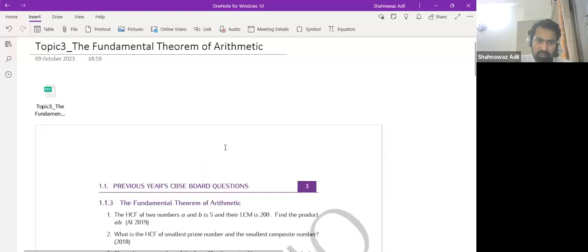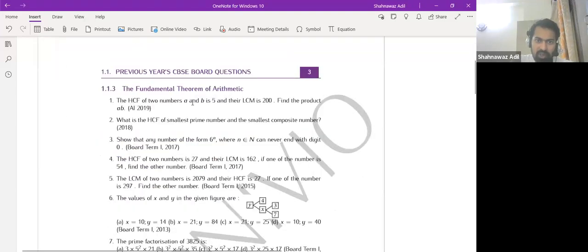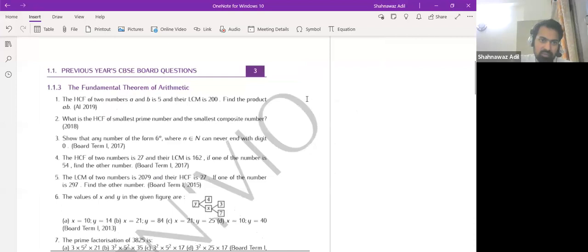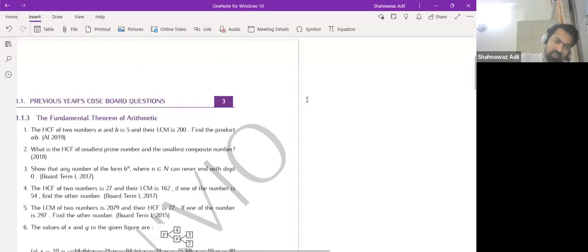Yeah. So the HCF of numbers A and B is 5. LCM is 200. Find the product AB. Right. So everyone, please calculate. Please calculate this one.